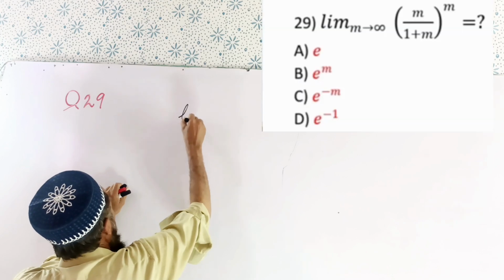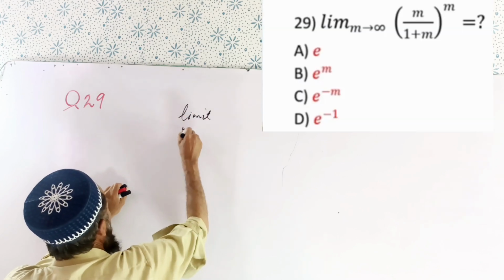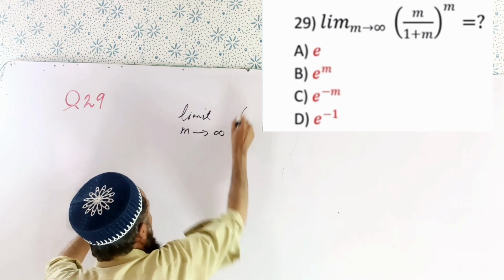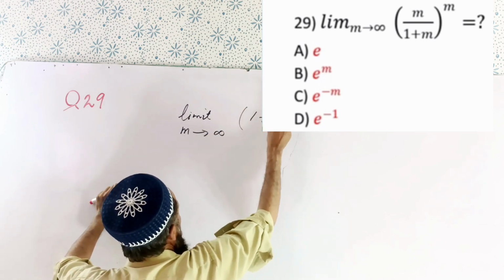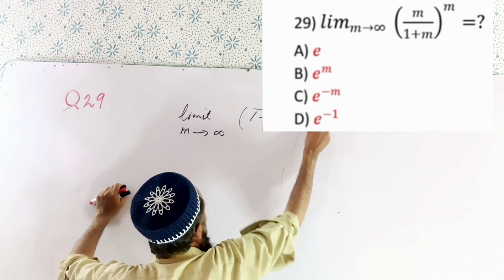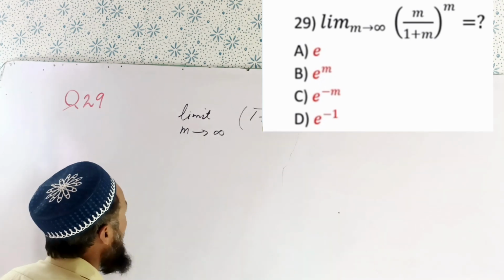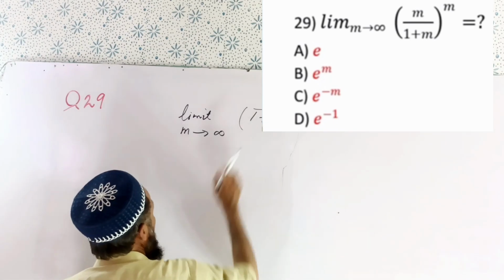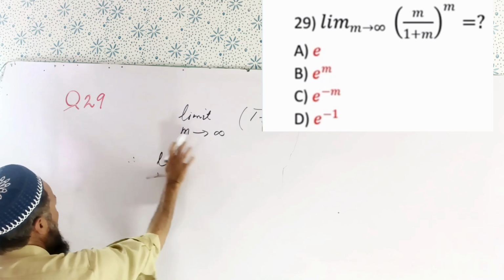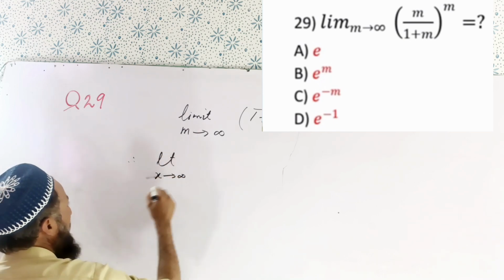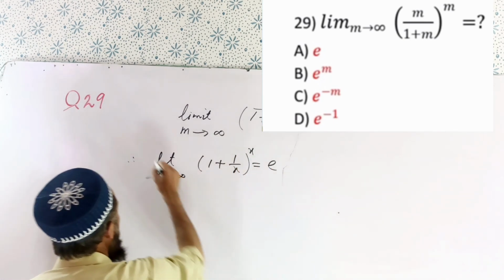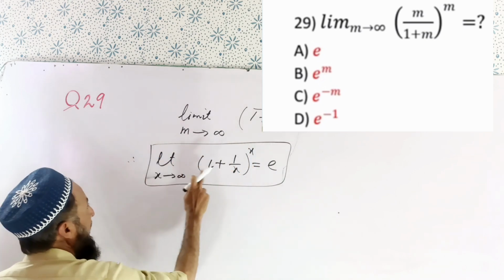Limit m tends to infinity, (1 plus 1 over m) whole power m. So what is the result? According to the rule, as we know, limit x tends to infinity, first of all I write the rule: (1 plus 1 over x) whole power x is equal to e. According to this rule, we require this form.